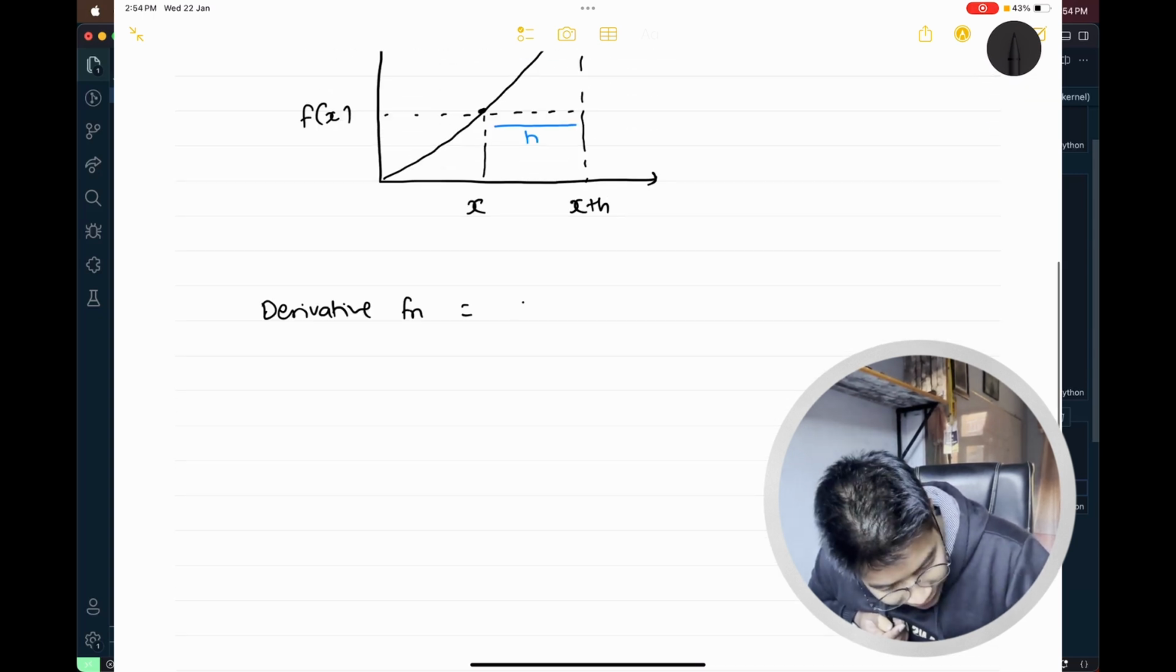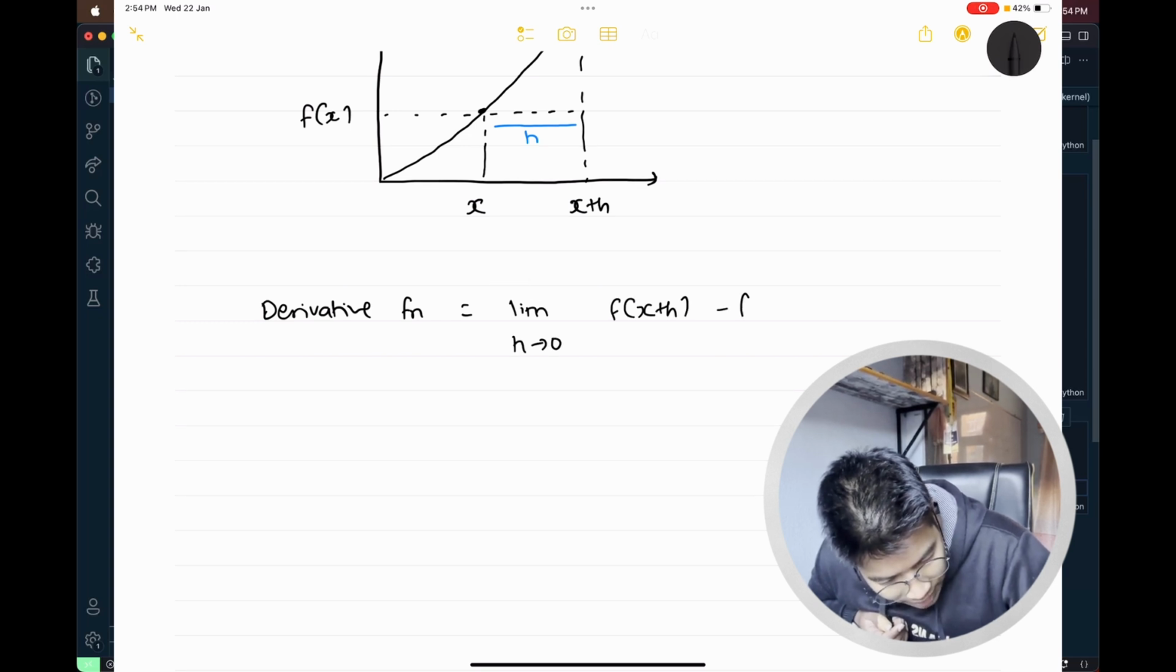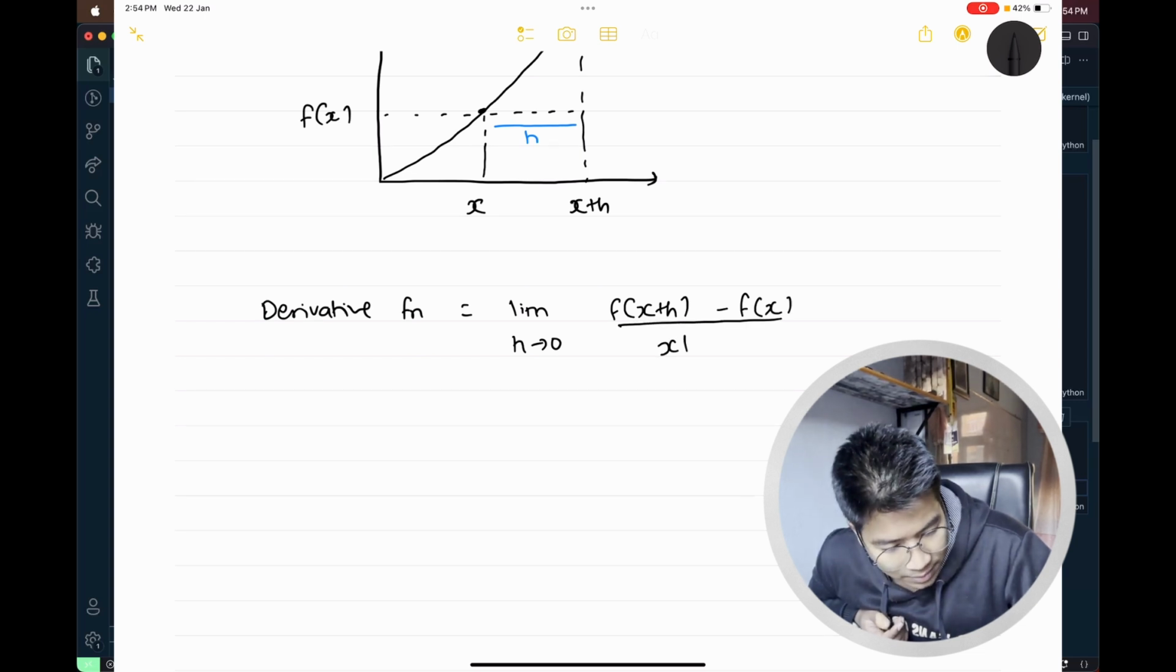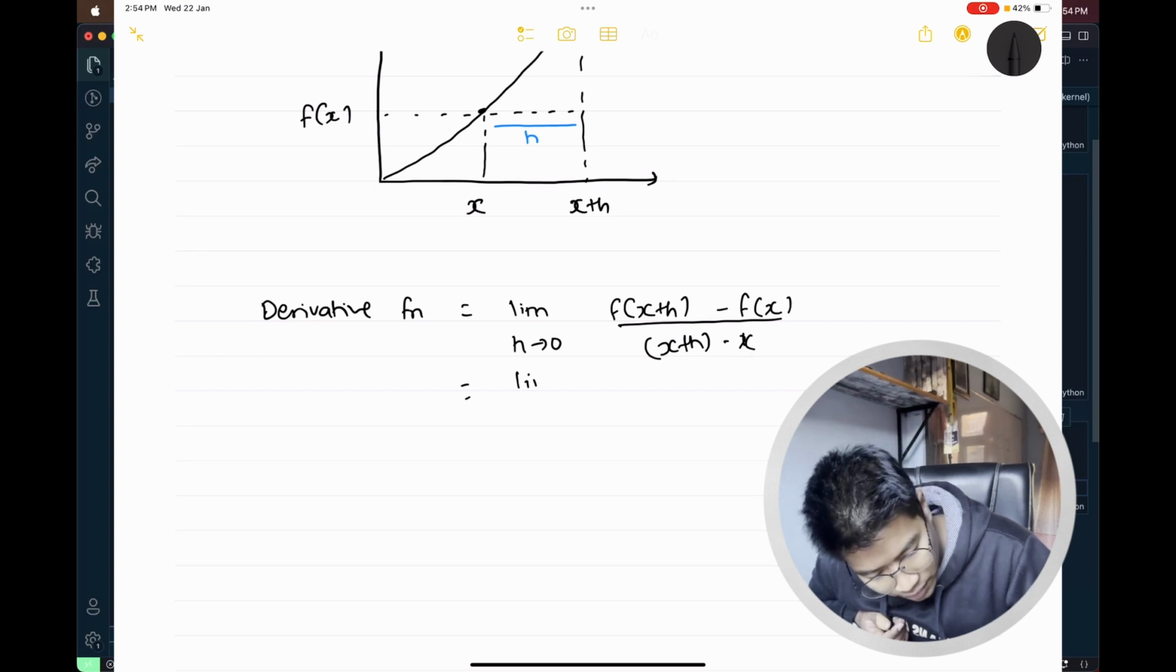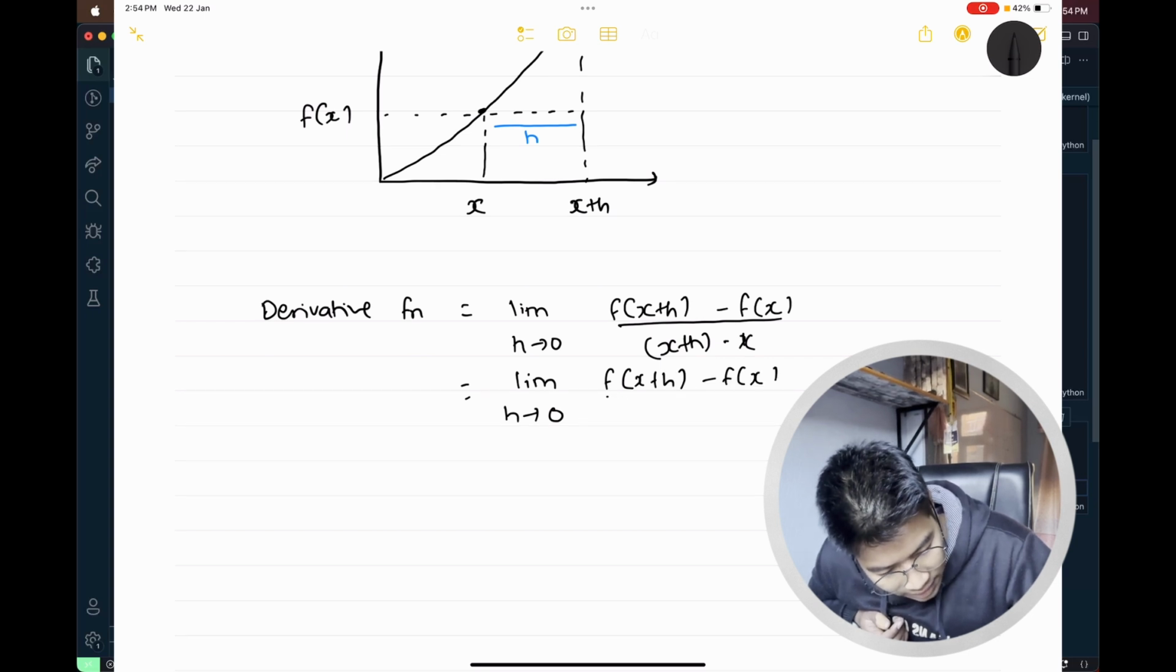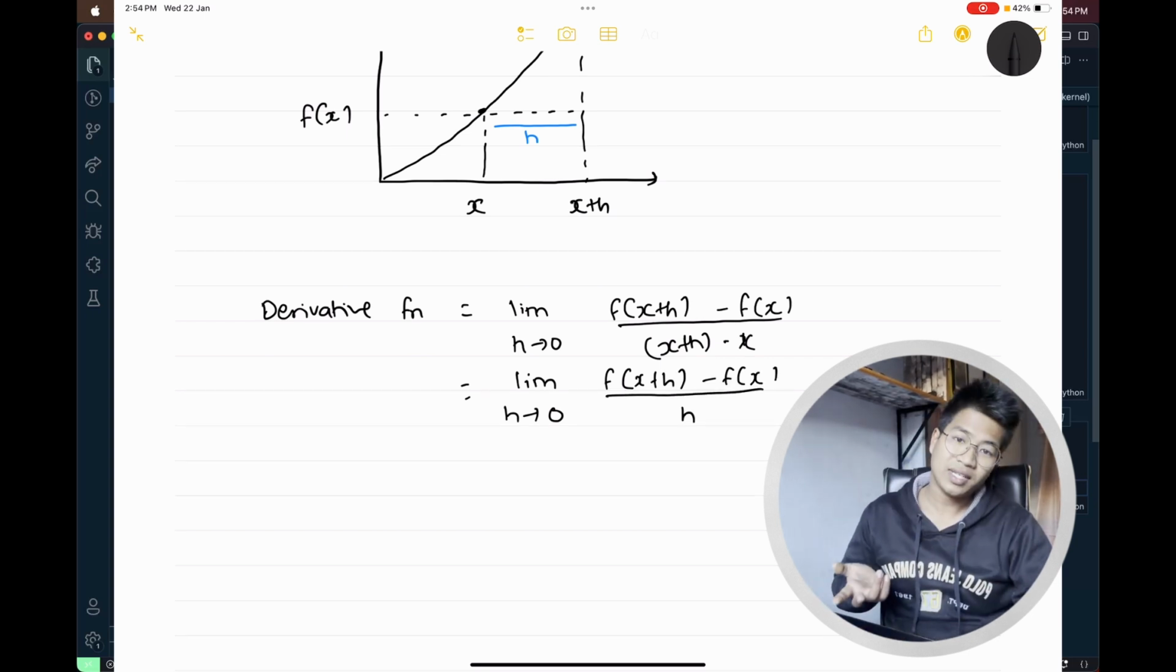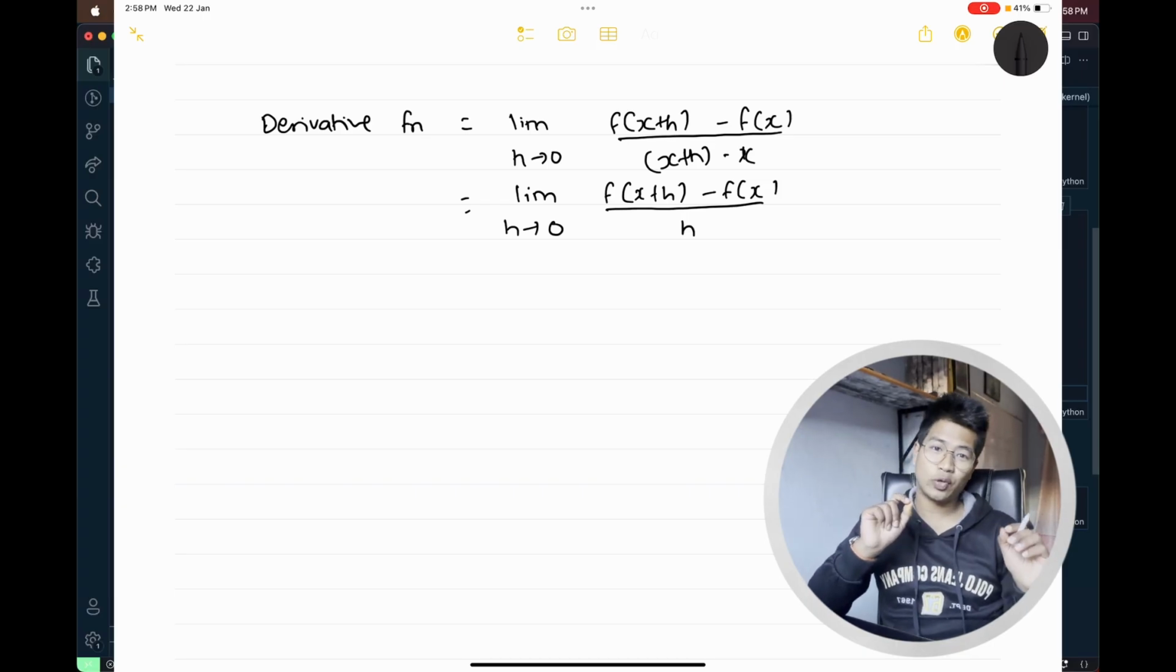I'll call it a derivative function: limit as h tends to 0 of the function of x plus h minus the function of x, divided by really x plus h minus x. That would result in limit h tends to 0 of function of x plus h minus the function of x, divided by h. That is the derivative function. Now let's look at a simple case.